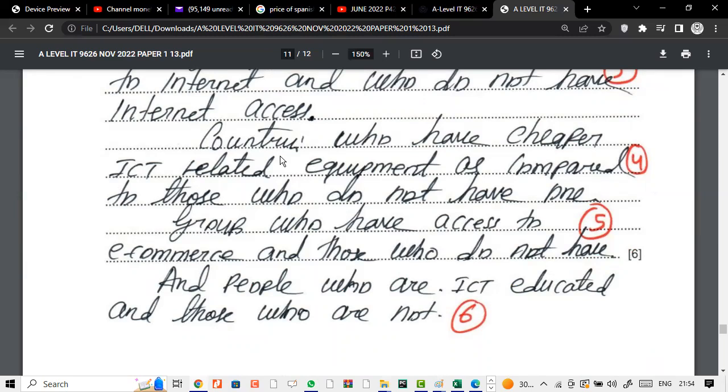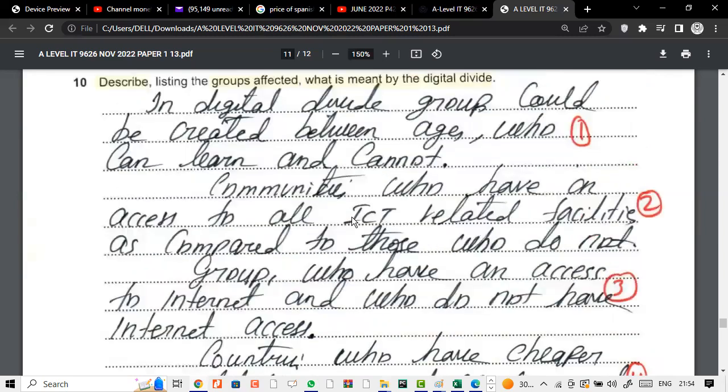Groups who have access to e-commerce and those who do not. And people who are ICT educated and those who are not. So the question has been divided into different subgroups, and that's the way we're discussing it. So you see, this paper was really good because it mostly had easy questions, but they were asked in a twisted way by the students.